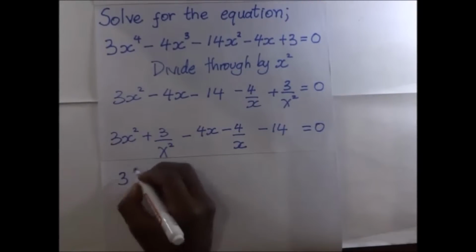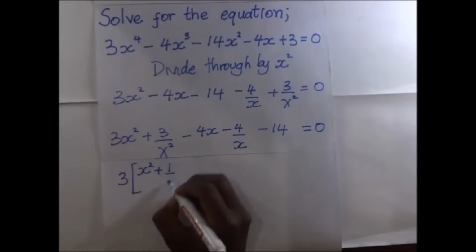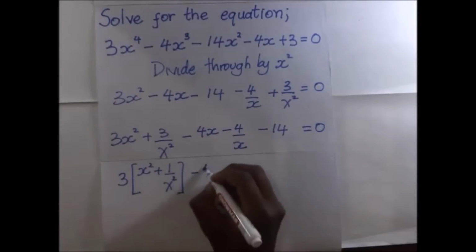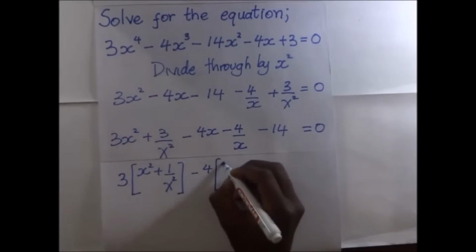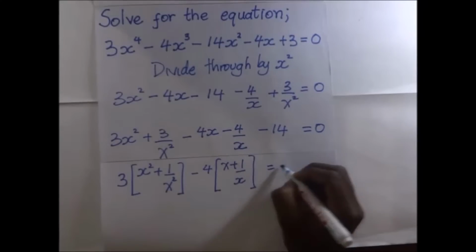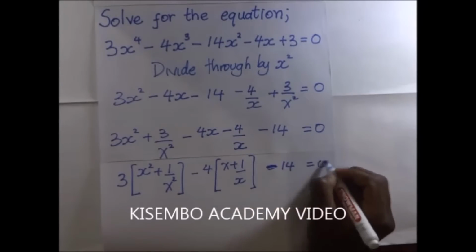3 is the common term. 3 into x squared plus 1 over x squared, minus 4 is the common term here, into x plus 1 over x, minus 14 is equal to 0.